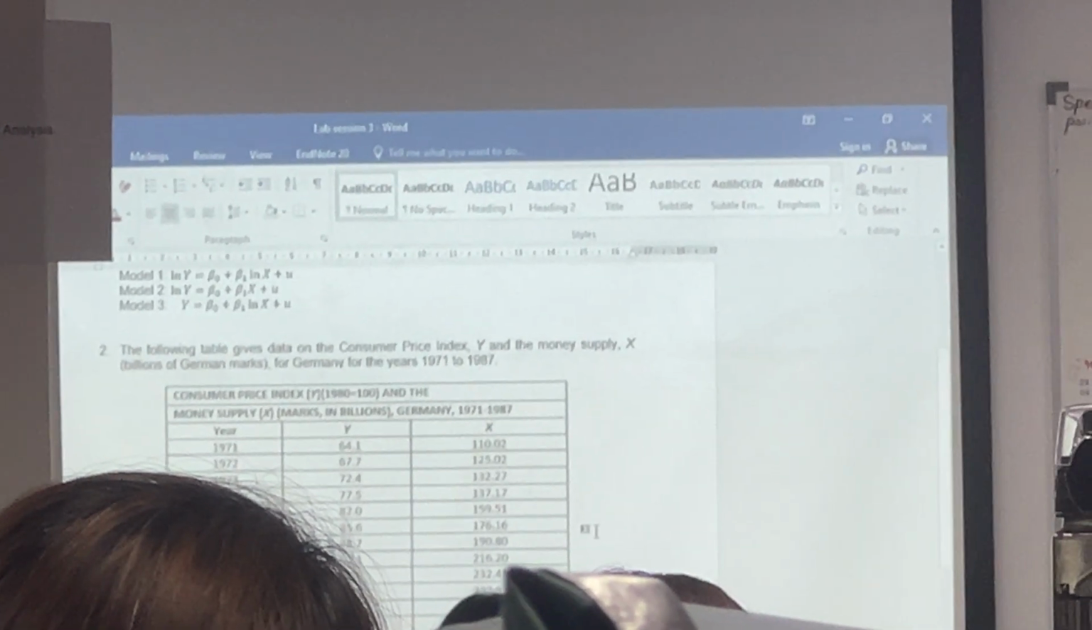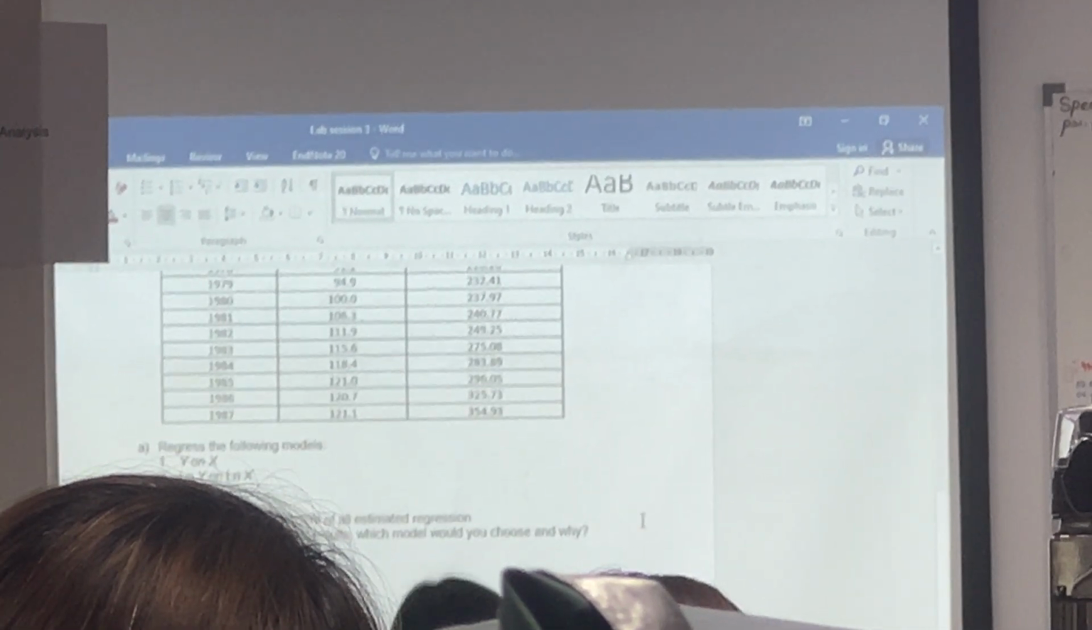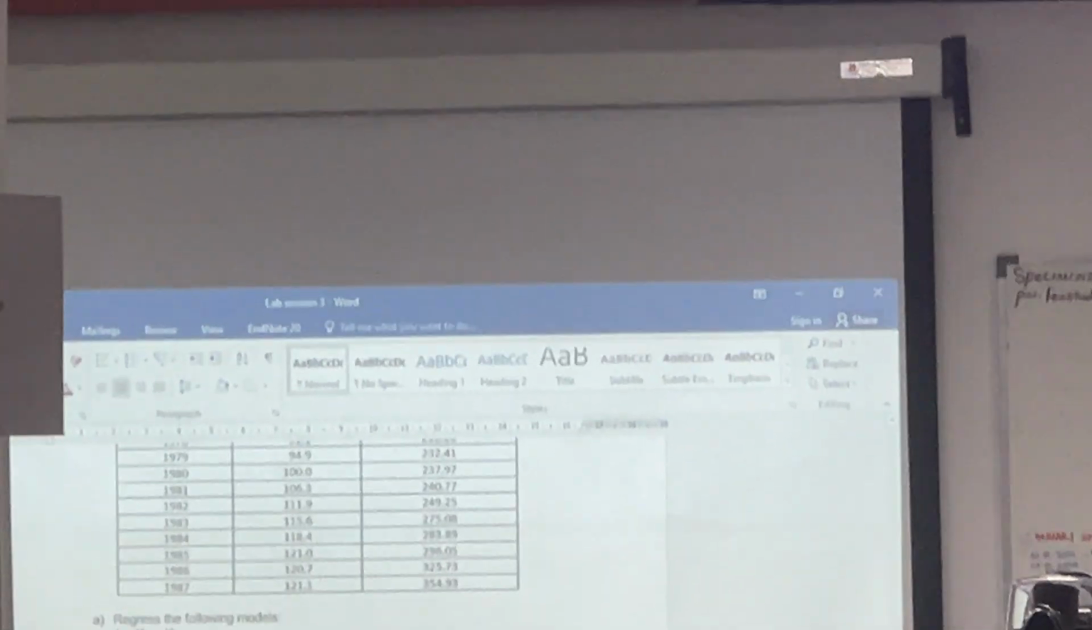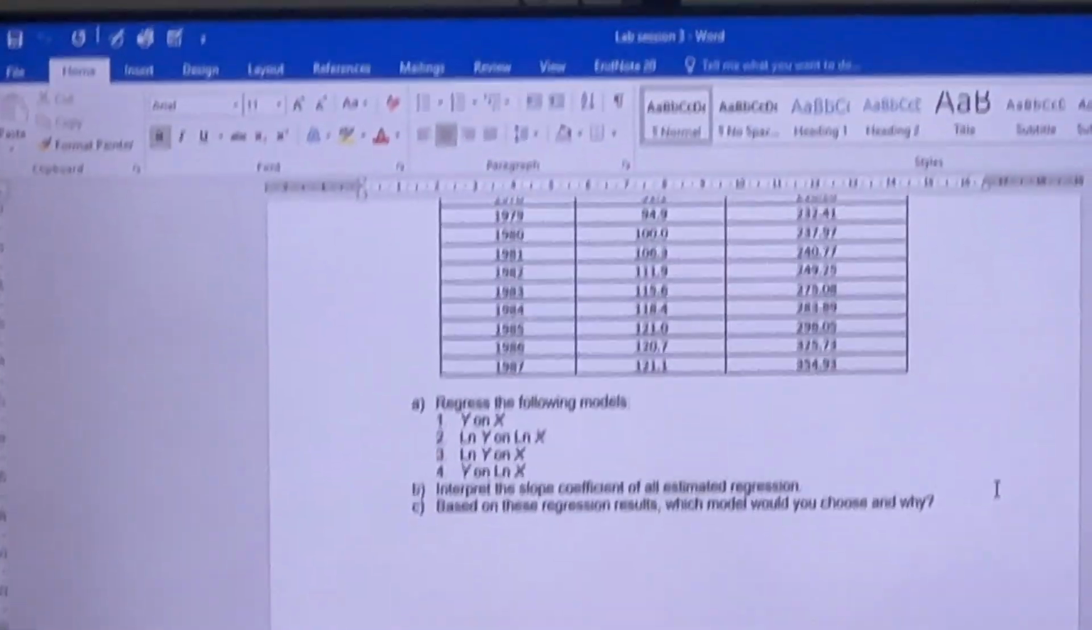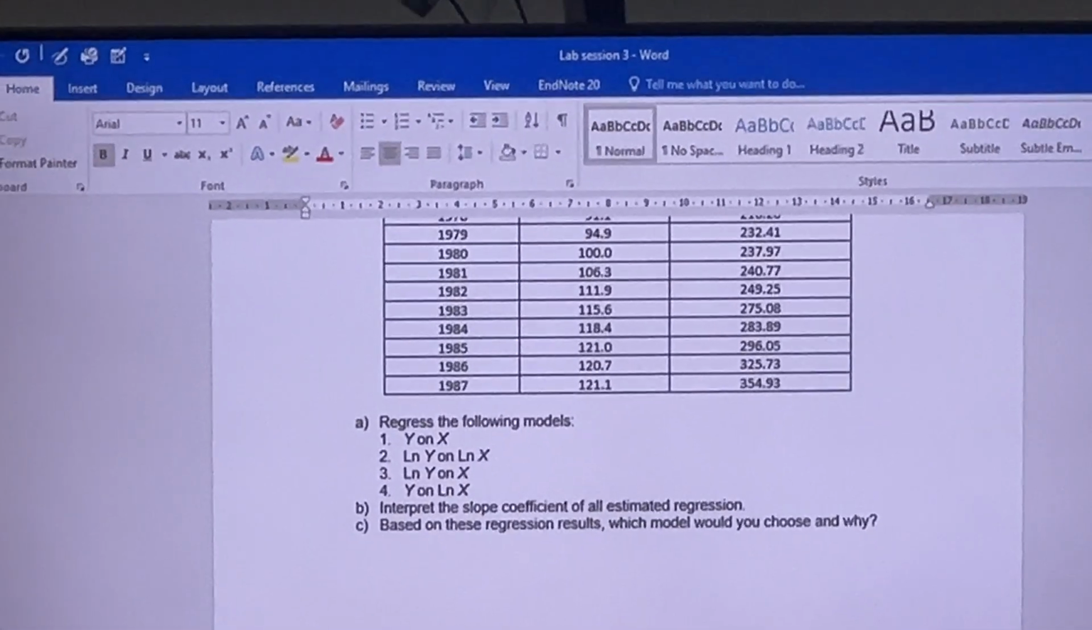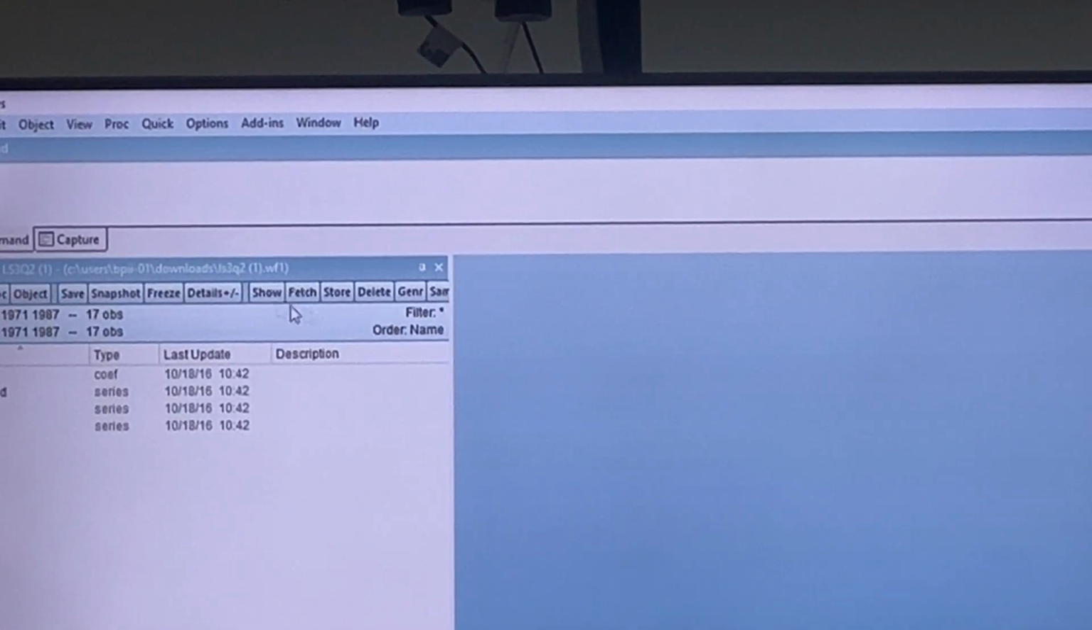for Germany for years 1971 to 1987. So estimate all the 4 different models: linear, double log, log linear, as well as linear log, and then interpret the coefficient of all estimated regression. Then you can just estimate.